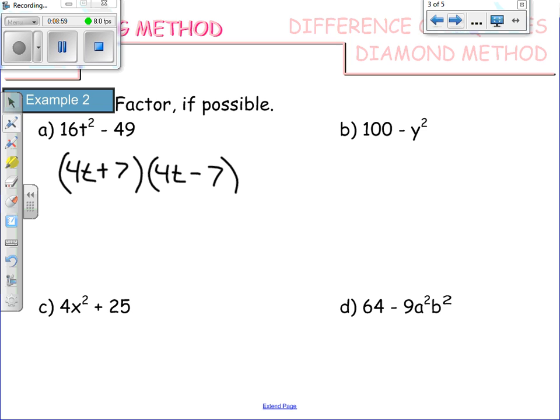Actually do it. Don't just wait for the answer. If you put this, it's 10 plus y, 10 minus y. Yeah, you've got to put it that way. So the y is now the second term, right? Because it was minus y squared. So you have to have a minus y somewhere.